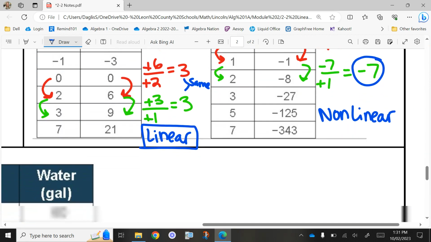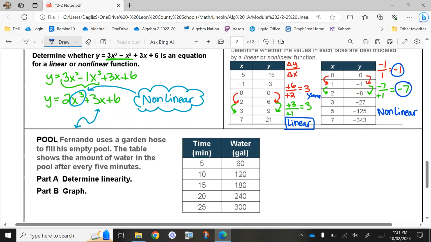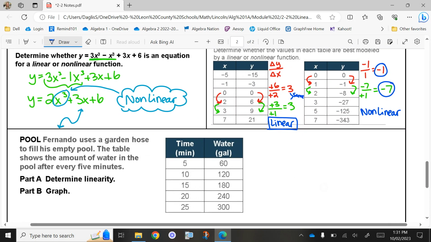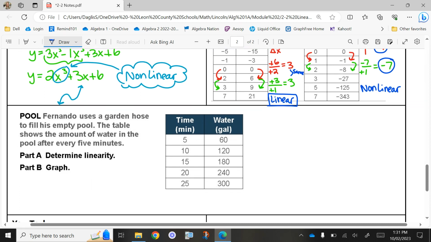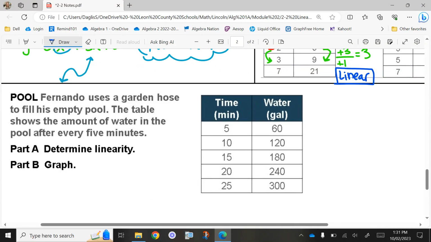Here we go. Let's talk about a pool. Fernando uses a garden hose to fill his empty pool. The table shows the amount of water in the pool after every 5 minutes. So first we're going to determine, is this a line or not? You think so? How do you know? How did you prove it?